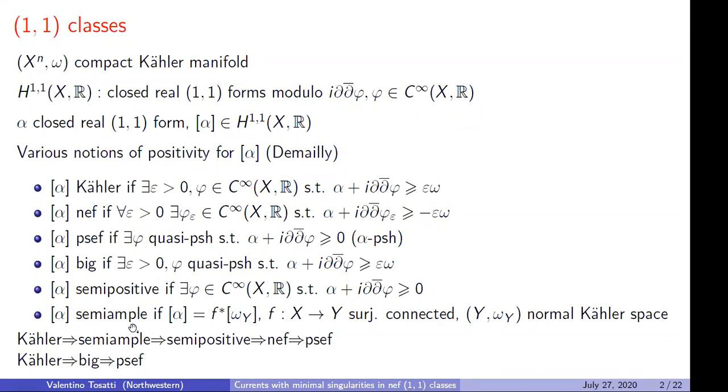So you have these implications between the various positivity notions, and none of these arrows can be reversed. For any of these arrows, there are counterexamples that show that you cannot go back. Some of them are actually quite complicated to find. Okay, so semi-ample may not be super standard. Let me explain where these come from.